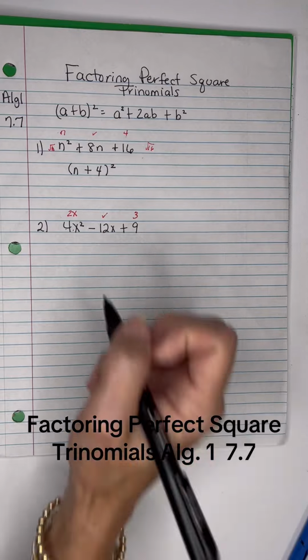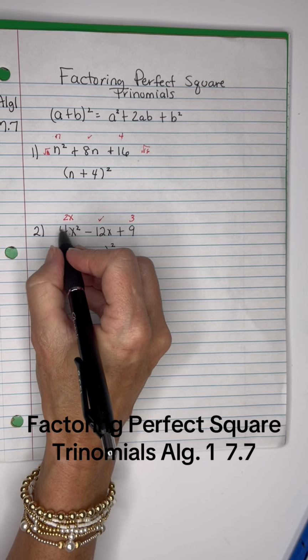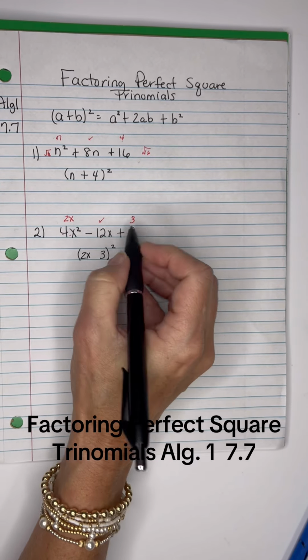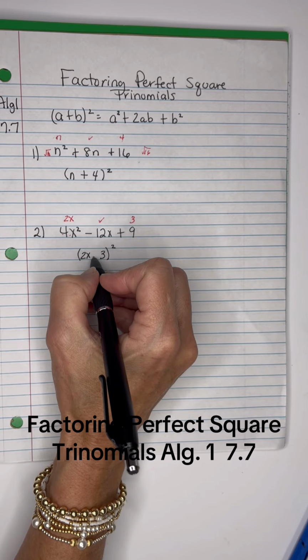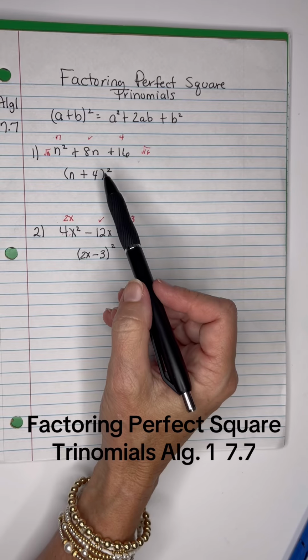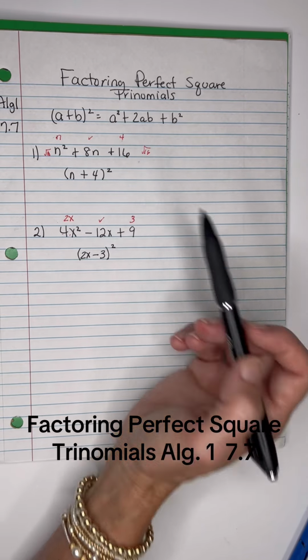So let's write down one set of parentheses with a square. The square root of 4x squared was the 2x I wrote down, and the square root of 9 is 3. And then I look right here for the sign. Now, this one's always going to be positive, but I look here to know what operation to put here, and that's going to be minus. Now, I could go back and check them by reversing what I just did to see if I got the original problem.